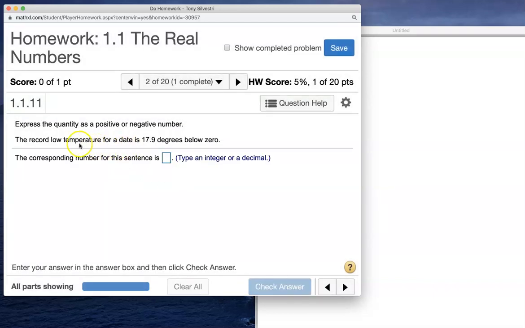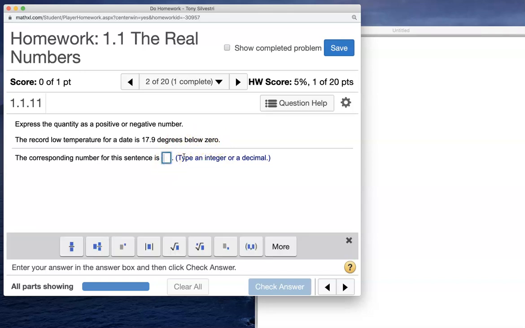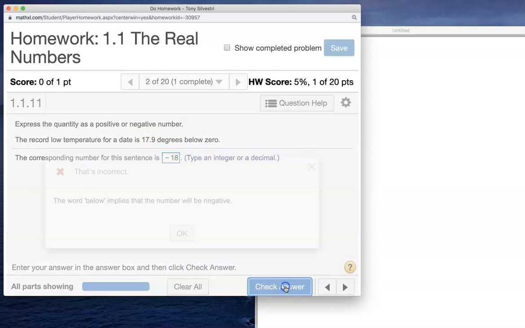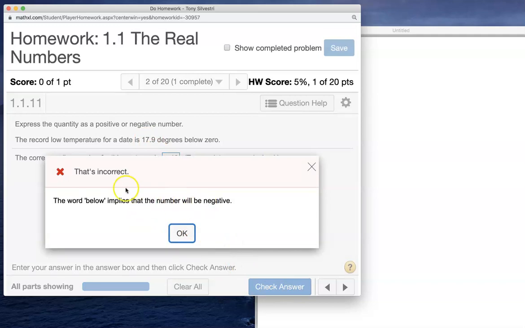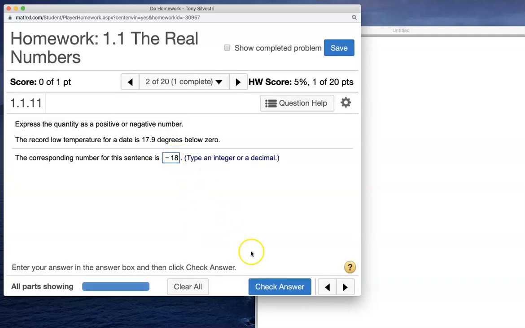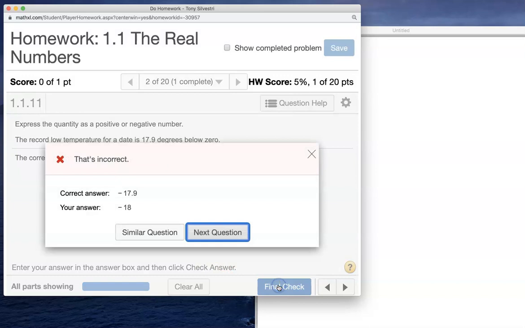A record low temperature for the date is 17.9 degrees below zero. Below zero must mean negative. But I'm going to put down 18, which has nothing to do with that number. Negative 18. Check my answer. It says below means the number will be negative. You see, it tries to help you out. But I'm insistent that the number is 18. Check my answer. No. Final check. After 3 tries, it shows the correct answer. Then you have a similar question. So it's not like things are all bad. If you don't understand something, give it a try. Keep trying and trying and trying. Eventually, it might sink in.